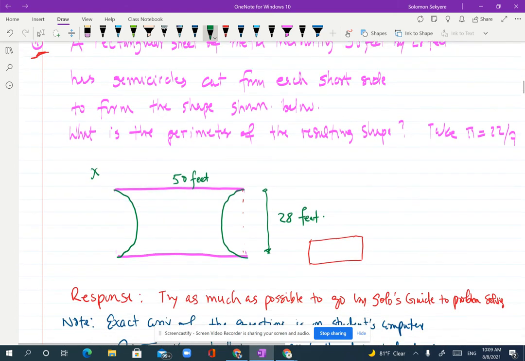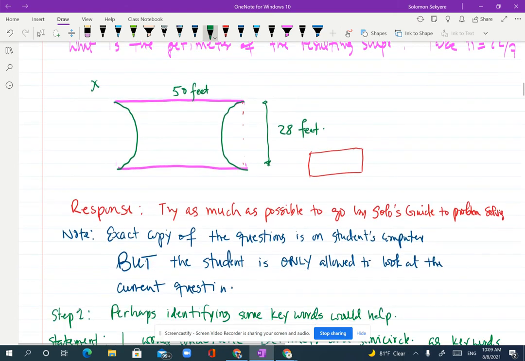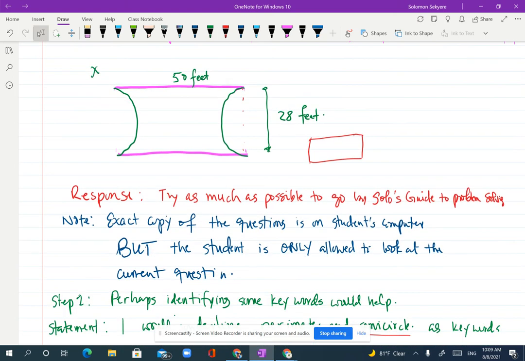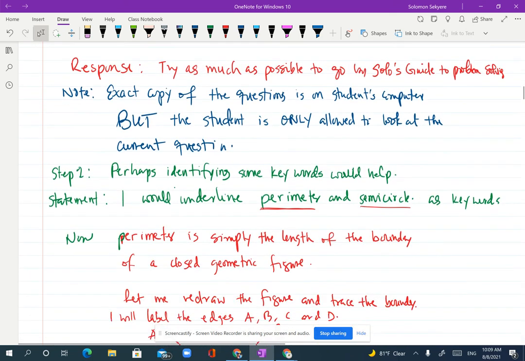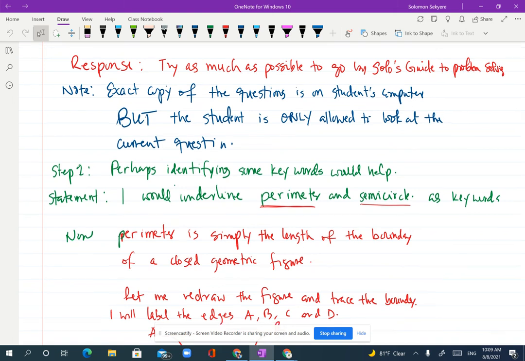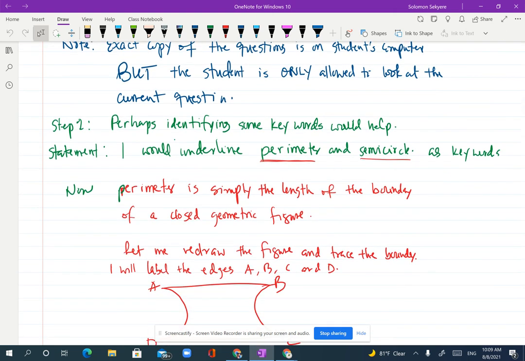Okay, all right. So I'm just going to give you a guide as to how I would like you to respond to this. So we look at the question here. Perhaps identifying some key words will help. This will be your first statement, Joe. Say, I will underline perimeter and semicircle as keywords. Now go ahead and define what perimeter is.